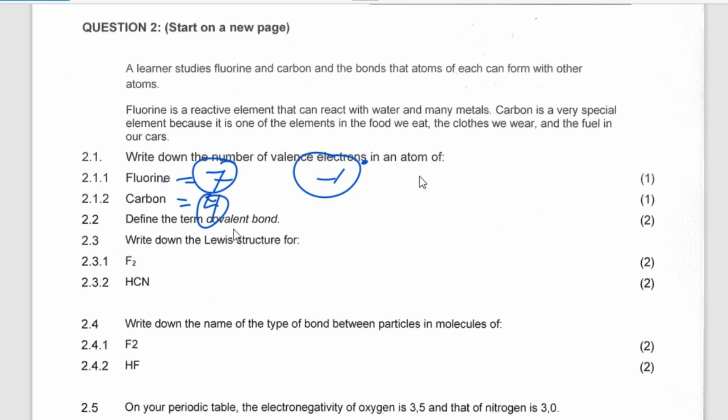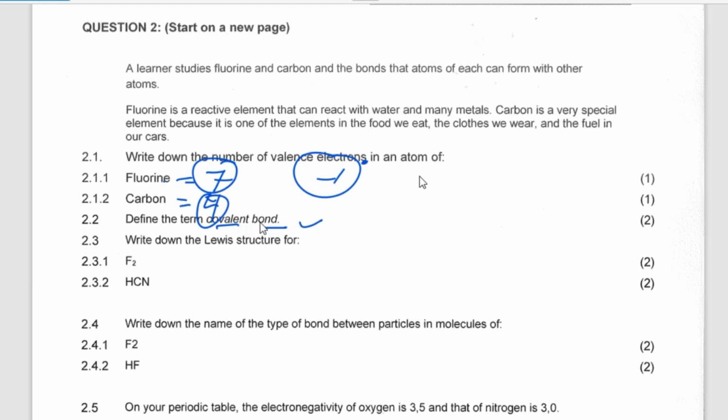Define the term covalent bond. When you talk about covalent bond, I talked about it yesterday, that a covalent bond is a type of bond which involves the sharing of electrons. The electrons must be shared. Don't forget that is the transfer. There is also sharing. When you talk about sharing, then you're talking about the covalent bond. When you talk about transfer of electrons between a metal and non-metal, then you're talking about the ionic bond, or what you call electrovalent bond. Anyway, the answer, we have got the definition.